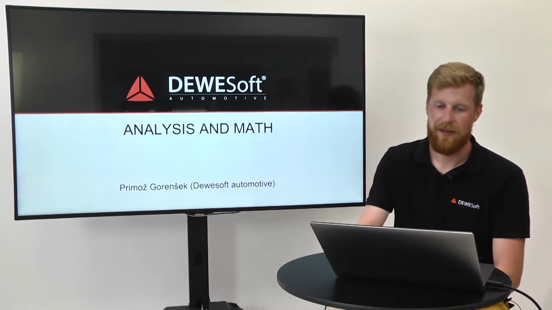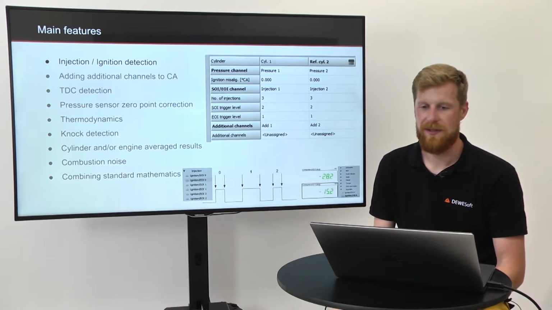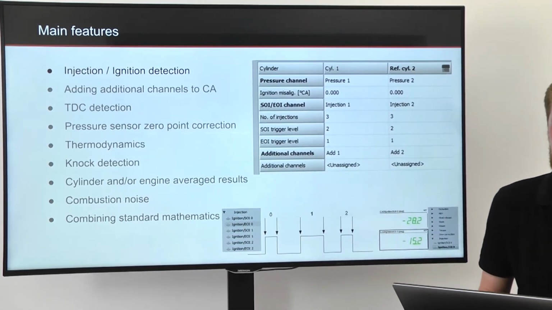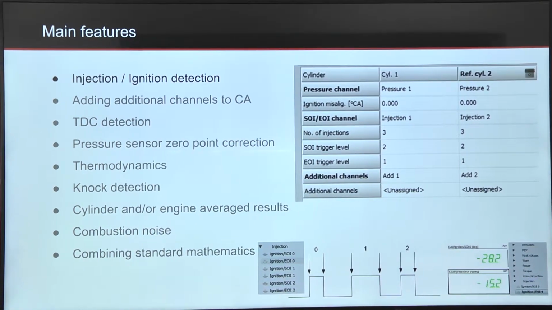Analysis and math. In Dewesoft there are a lot of very useful functions to do powerful analysis and mathematics inside the combustion analyzer. The first is injection and ignition detection. By adding just an analog signal of an injection or an ignition signal, we can define how many injections or ignitions we have, what the trigger levels are, and Dewesoft will automatically output the start and the end of the ignition or injection angle.